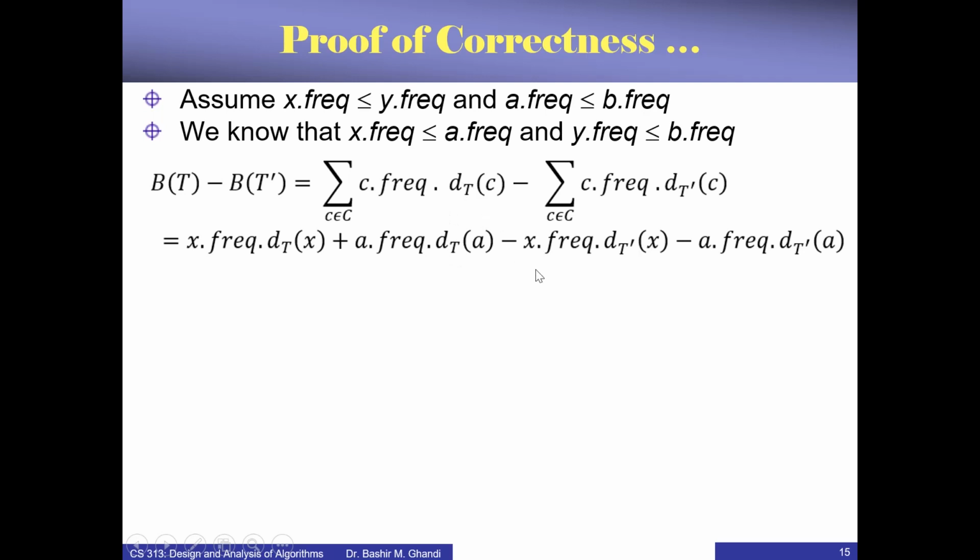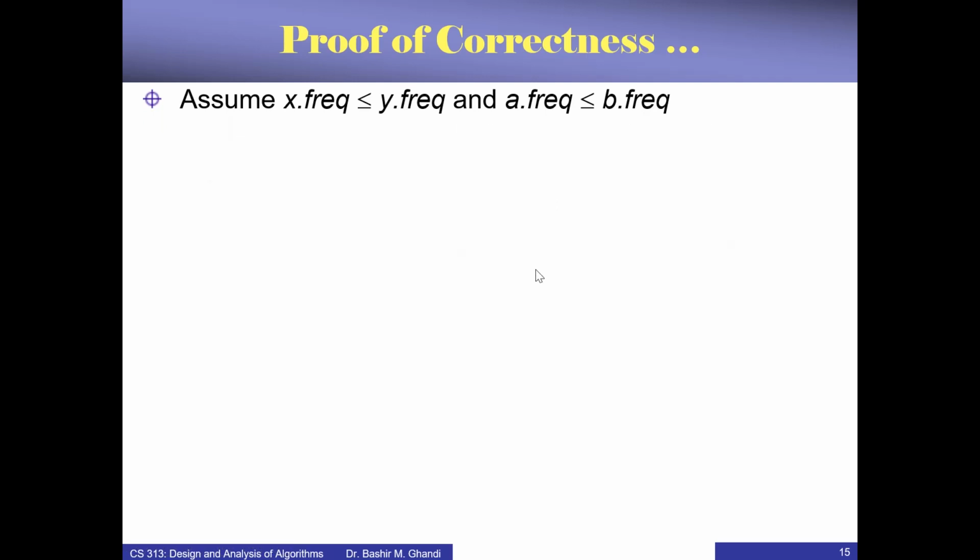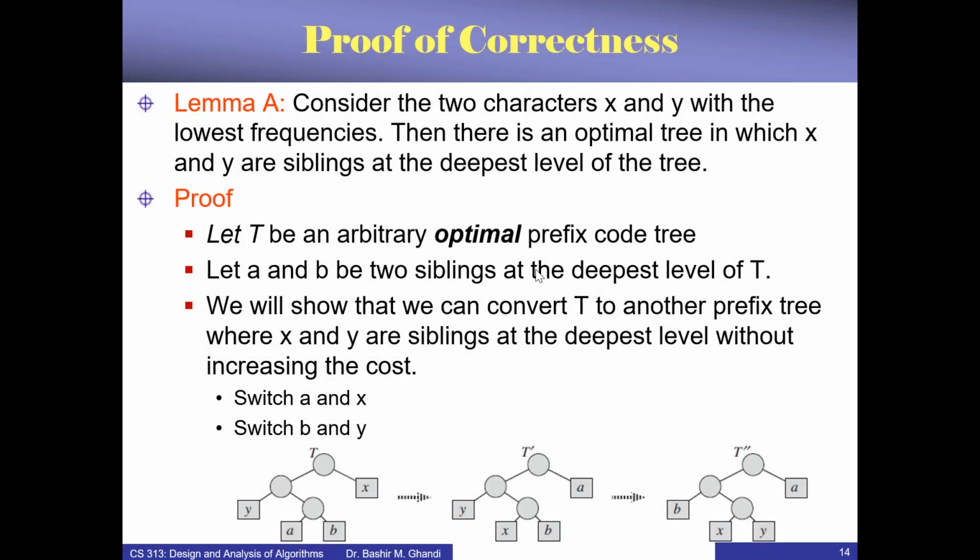Now, let's go back briefly to the diagram. If you notice, between these two trees, T and T', all other characters are the same in terms of their position, except a and x. So a is here, and in its place we now have x. Okay, x was here, in its place we now have b.